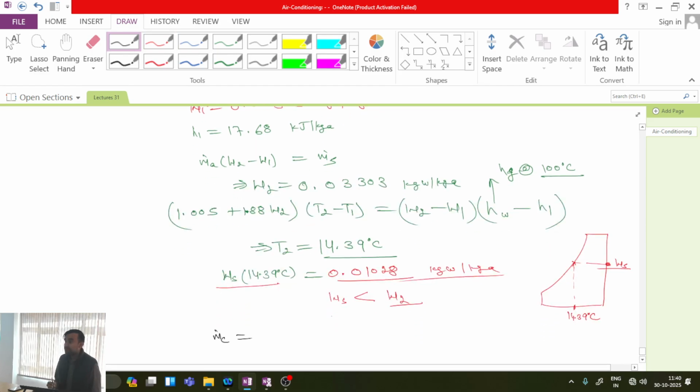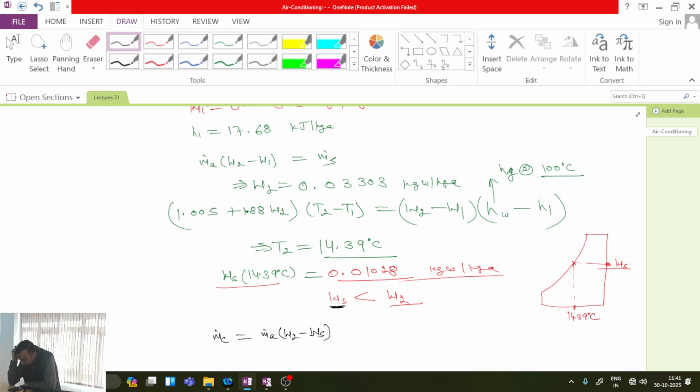Mass of condensate must be equal to m dot A into W2 minus WS. Is this one clear? Because at temperature 14.32, the maximum amount of humidity possible will be WS, if the temperature is the same. Then the amount of condensate should be equal to this value. Is this point clear or not?